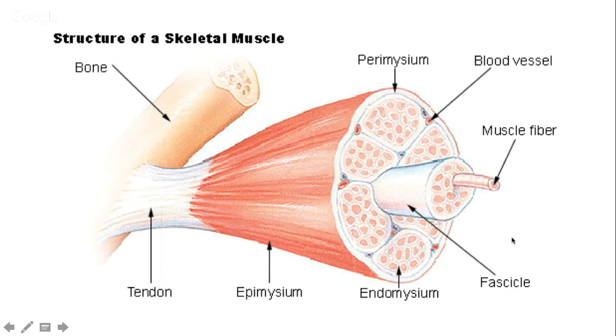So this is a really helpful diagram. Around each whole muscle is the epimysium. Around the individual fascicle is the perimysium. And then each muscle fiber has its own layer right here called the endomysium. So epimysium, perimysium, endomysium.